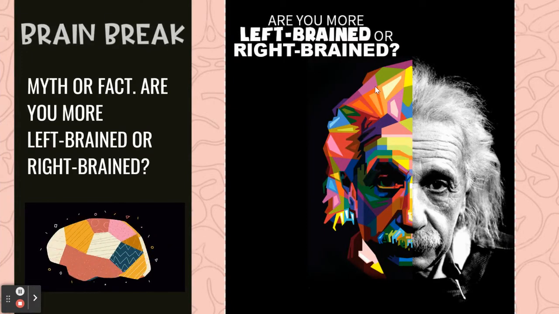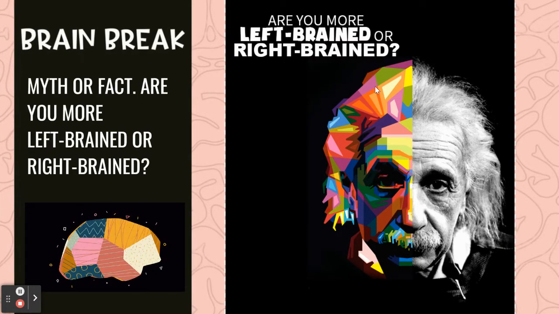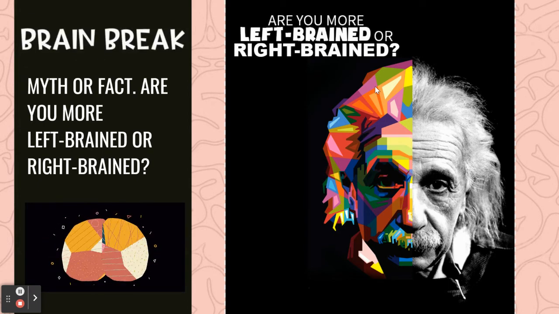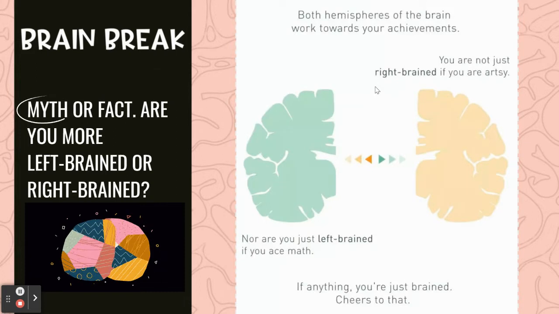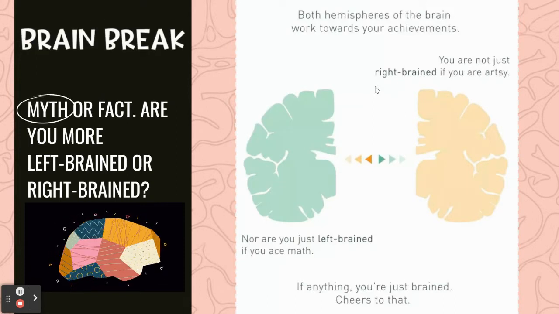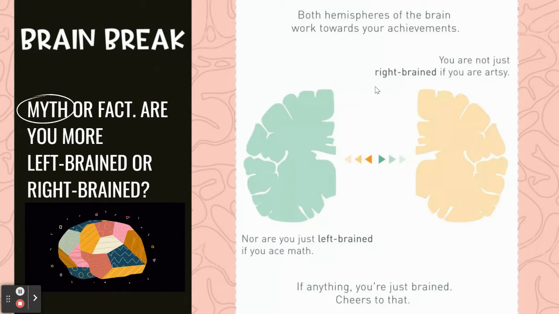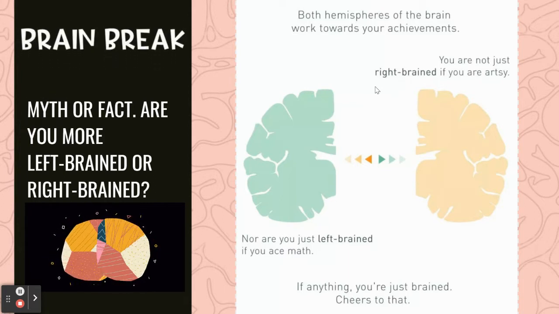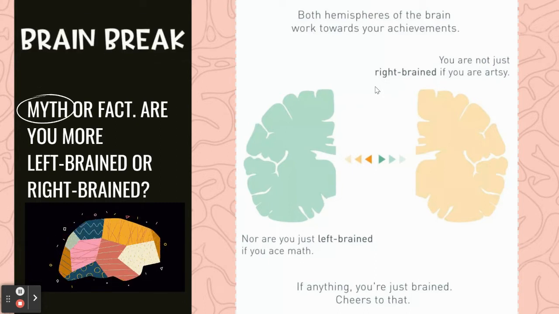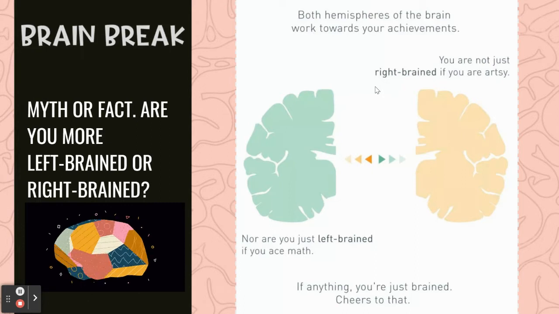So, we've all heard this before, we've all seen those studies online, we've all seen those surveys. Are you more left-brained or right-brained? Is that a thing? We're going to say no. You are not more left-brained or right-brained. Even if you are the most analytical, logical person and you are not very creative, you still have part of your brain, the right side, that is functioning fully, working together with that left side.